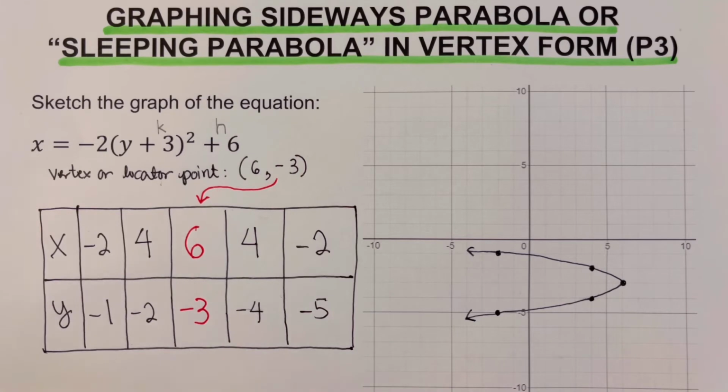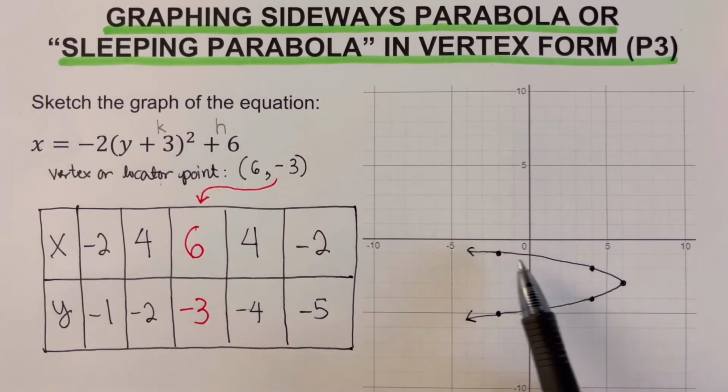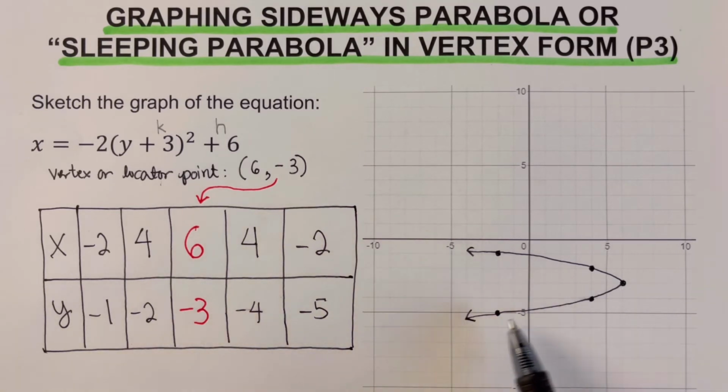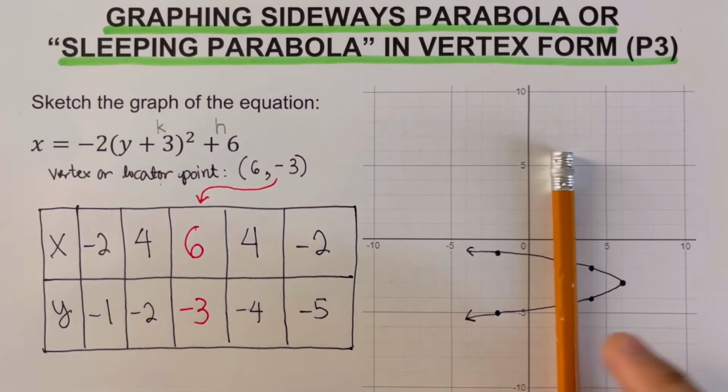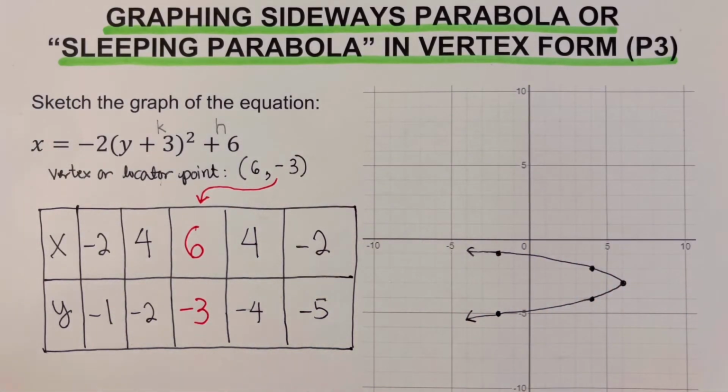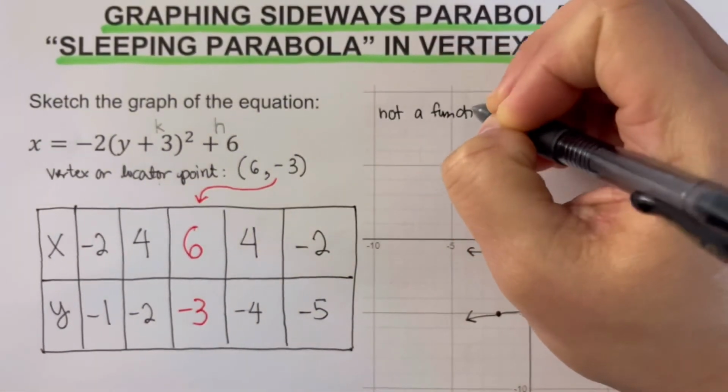Please notice that our domain here would be the x values that are less than or equal to 6, so going to the left. And this graph is going up towards infinity and going down towards infinity. And so the range would be all real numbers. Now, please remember that this kind of graph is not a function, because if we use the horizontal line test, it's going to touch the pencil twice. And so this is not a function. So I'm going to go ahead and write this information up here.